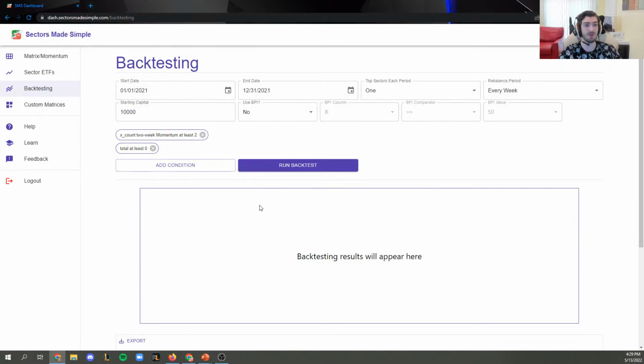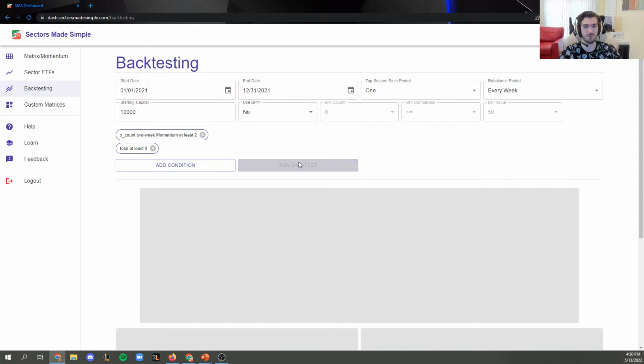That is what the backtesting system here lets us do. It uses real stock prices and real historical data to see how strategies would have done over time. So everything we're looking at right now is real prices and real matrix data. When we click Run Backtest, we will get to see how this strategy would have done last year.